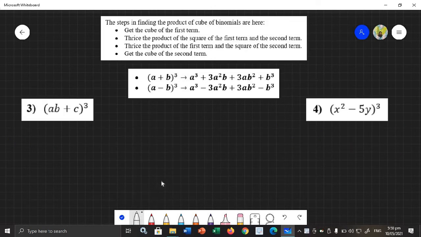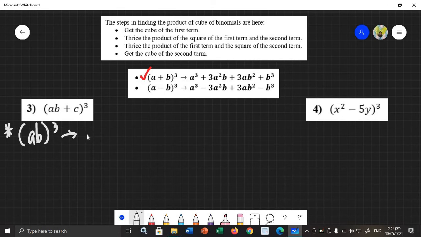Next, we have our third and fourth examples. So the third example is the quantity AB plus C cubed. As you can see, it is also separated by a plus sign. So the pattern that we are going to use is the first pattern, wherein the terms of the product are all positive. So let's apply the steps to get the value of each term. We need to get the cube of the first term. So we have the quantity AB cubed. Using the power rule of exponents, let us distribute the 3 to each variable inside the parentheses.